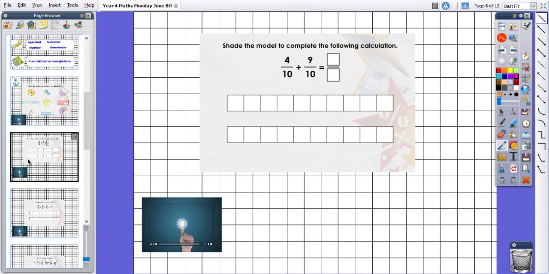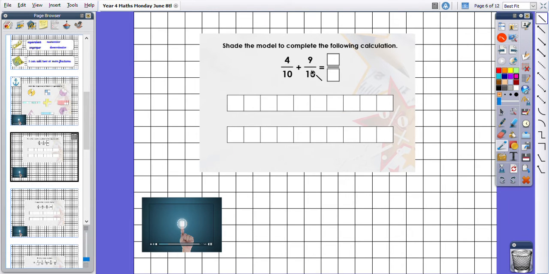Okay, so shade the model to complete the following calculation. So what we are going to do is you have two shapes here which are split into 10 equal parts. So pictorially you could show me, so using pictures, what 4/10 and 9/10 is. So how many tenths would you shade in this picture and how many in this one, and what would you need to do to find your answer?